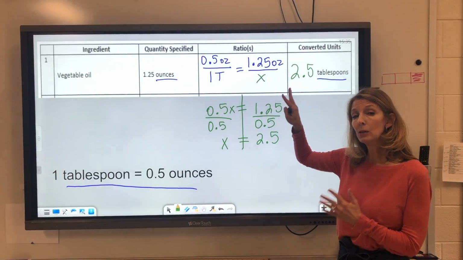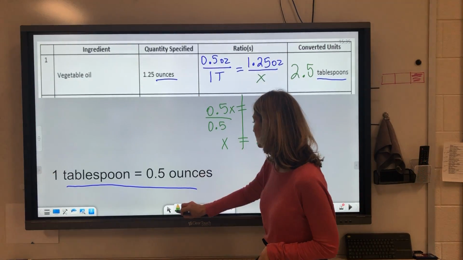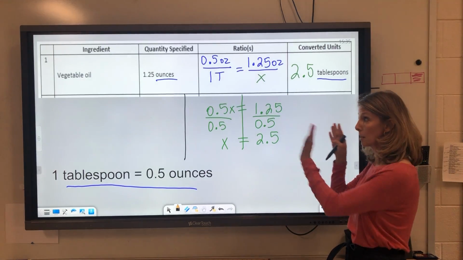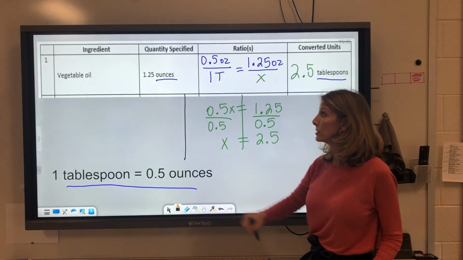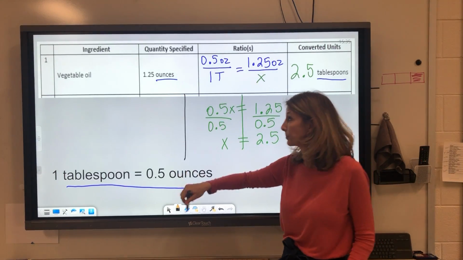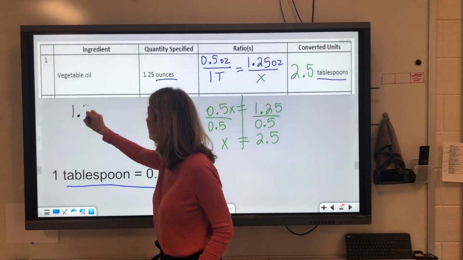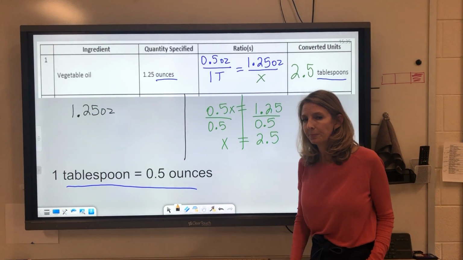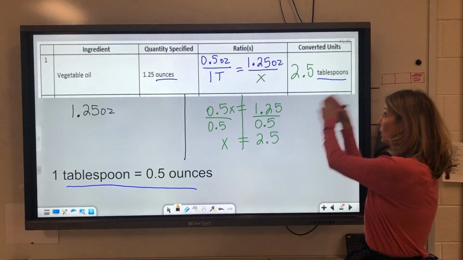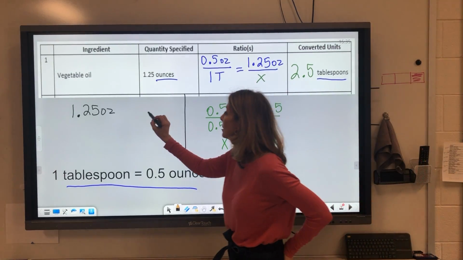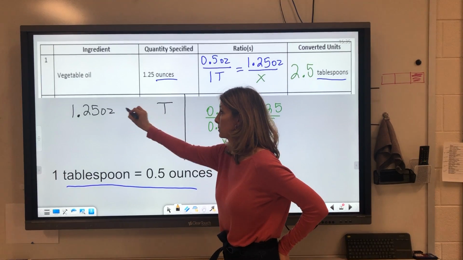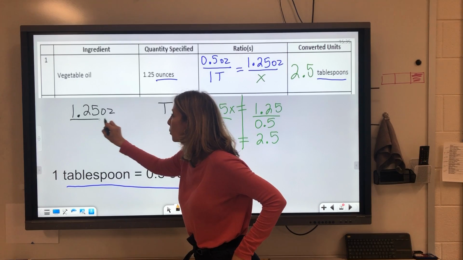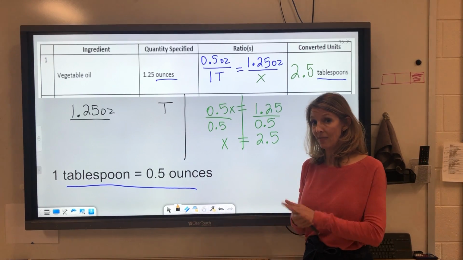So, instead of setting up equivalent ratios, what I'm going to do, let me change colors here. Okay? I'm still going to use these numbers that I have here in this conversion. But what I'm going to do is start with what I was given. What I was given was 1.25 ounces. And what is it that I want to go to? Well, I want to go to tablespoons. I'm going from ounces to tablespoons. All right. Now, when you set it up this way, this is called the factor label method.